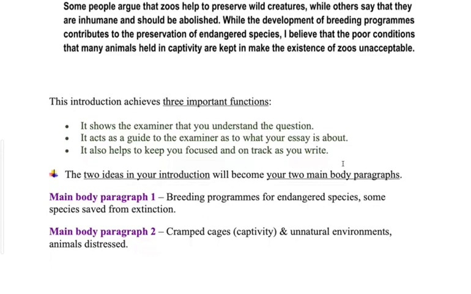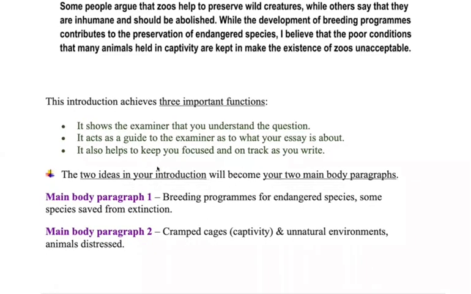So let's see. The two ideas in your introduction will become your two main body paragraphs. So the first one, breeding programs for endangered species. I totally agree. That's what the writer says, because some species were saved from extinction, okay?